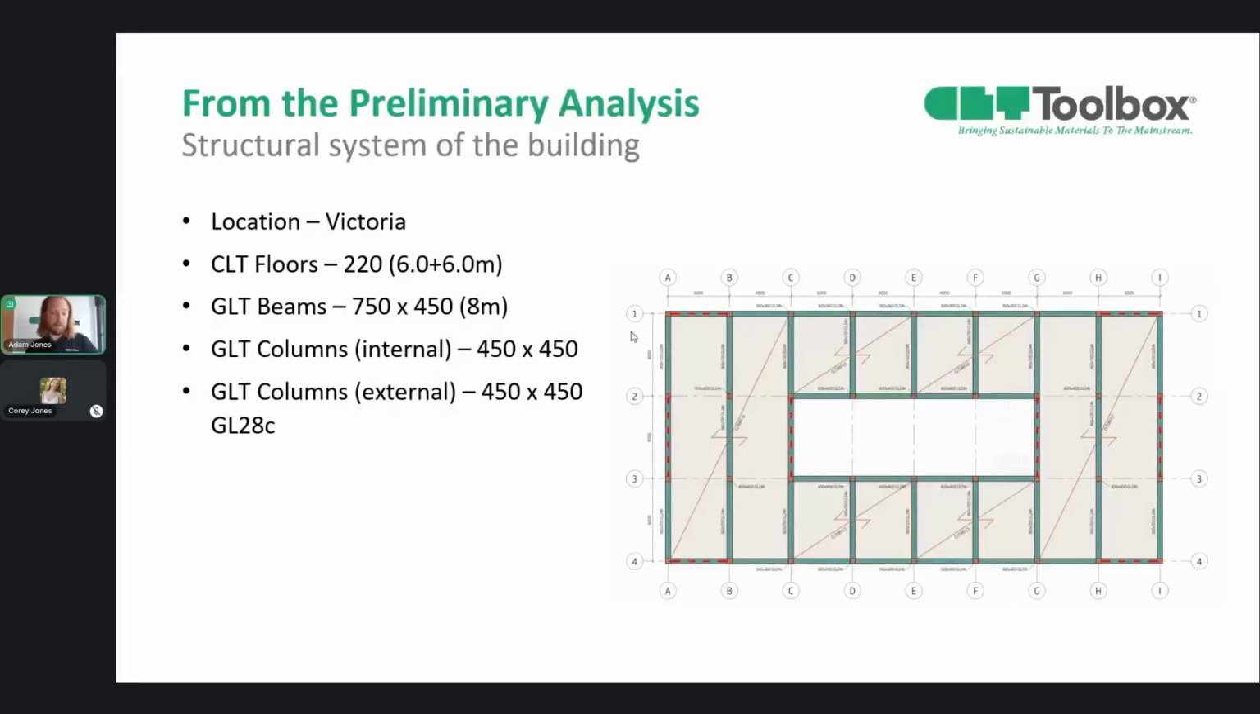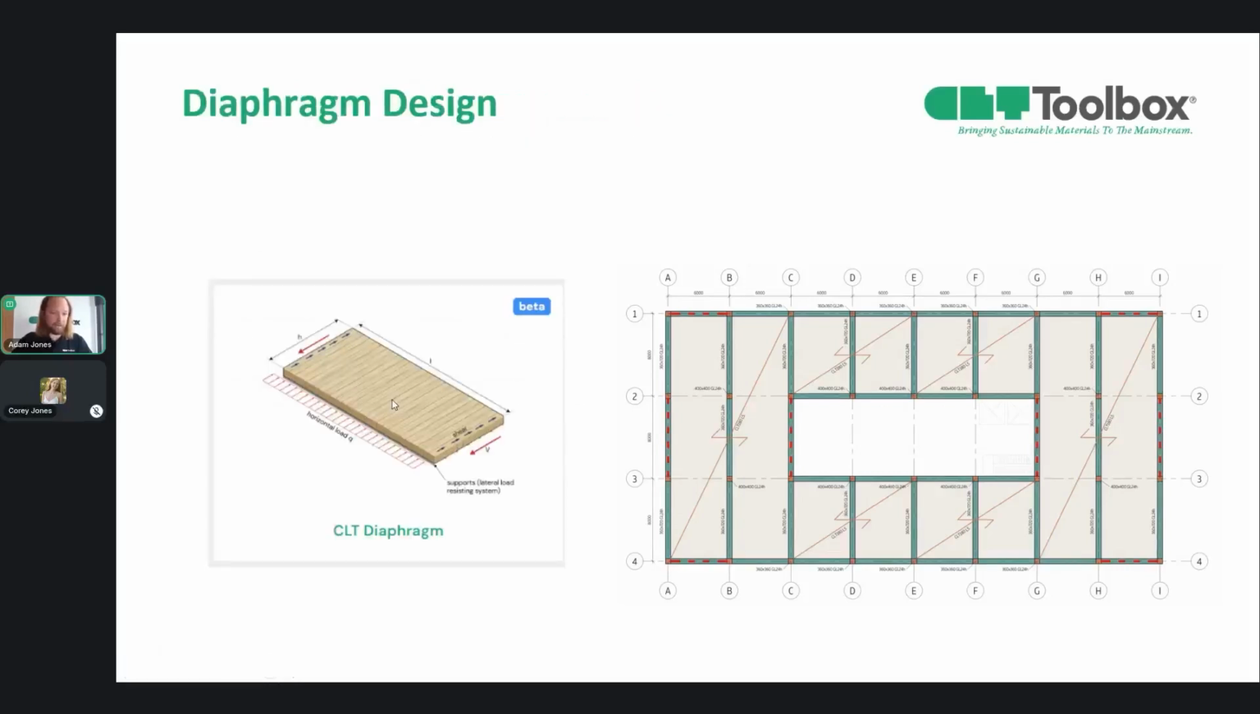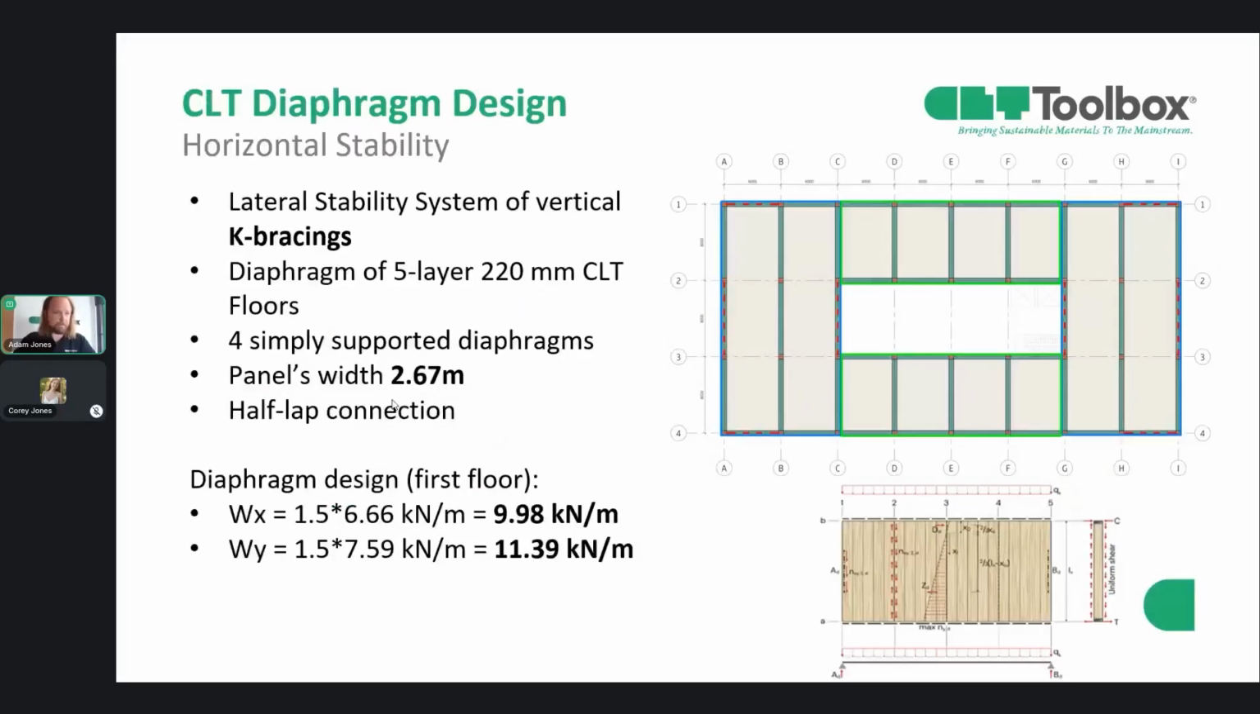As a reminder, in the last webinar, if you want to check out the recording, we designed basic members: floors, beams, internal columns, external columns, and also a beam penetration check. For today, as mentioned in the agenda, we're going to be focusing on lateral stability, and we're going to start with a diaphragm design of a simplified building like this.